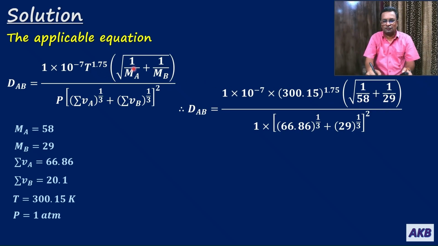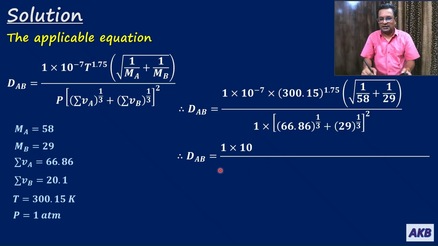It is under root of 1 upon Ma plus 1 upon Mb. So that is under root of 1 upon 58 plus 1 upon 29. This whole thing divided by pressure, which is 1 atmosphere, into the summation of Va, which is 66.86 raised to 1 by 3, plus the summation of Vb, which is 29 raised to 1 by 3, and the square of this sum. So that is dAb equal to 1 into 10 to the power minus 7.